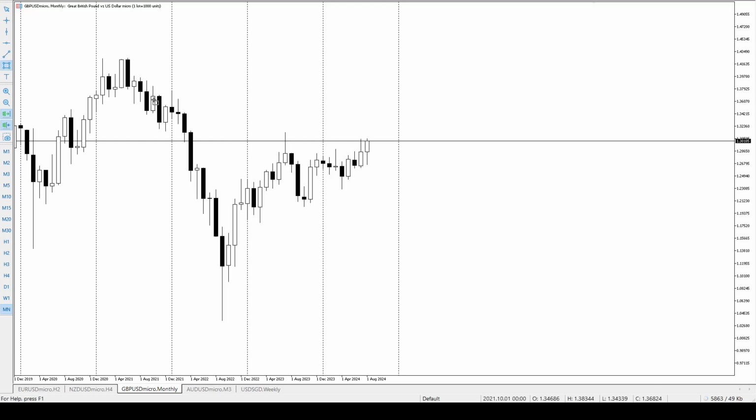This is a British pound dollar chart, and it is on the monthly chart. This is going to be a multi time frame analysis. A multi time frame analysis involves doing analysis from the higher time frame, that is the monthly chart, to the lowest time frame, which could be the M1.